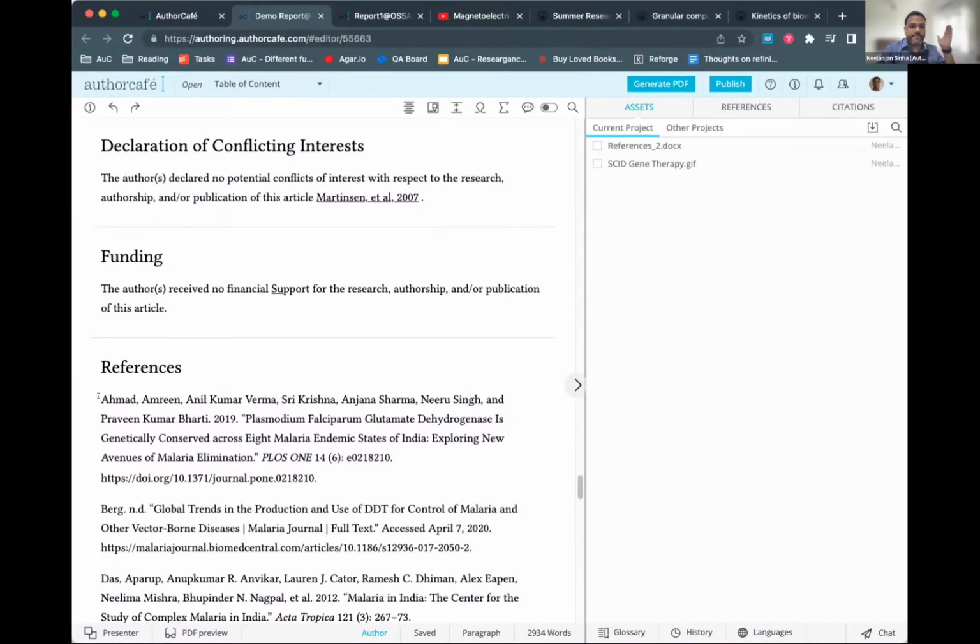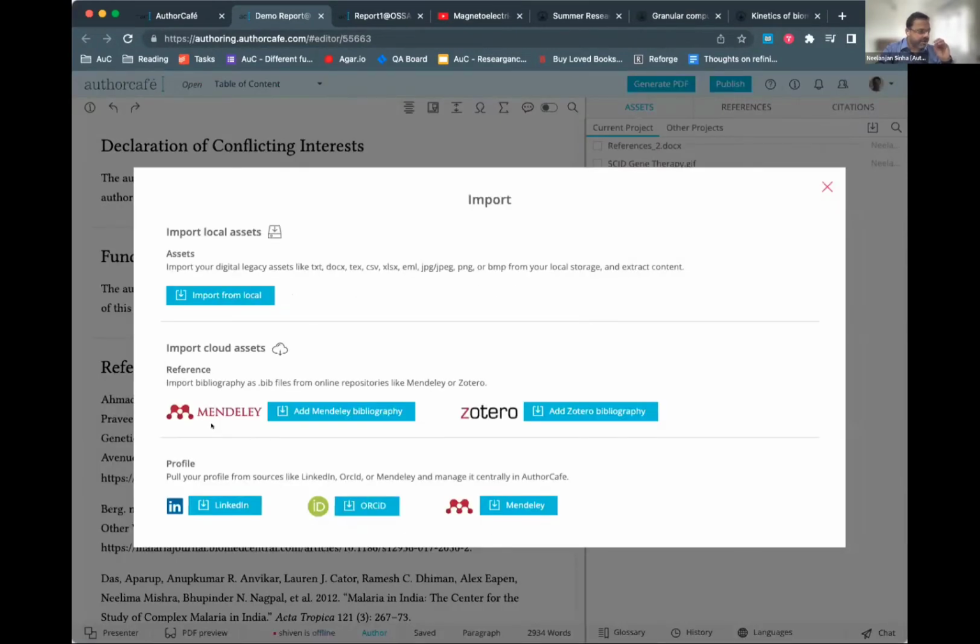It helps you bring your references, it helps you manage them, it helps you cite them, and it also helps you style them, which means anything and everything which you do generally with references, AuthorCafe helps you do that. And it also helps you leverage, let's say, if you are already a user of Mendeley or Zotero. So you can bring all of your references from your Mendeley library, but for a particular report, you just have to sign in and then you can fetch your BibTeX file from there, which Mendeley provides.